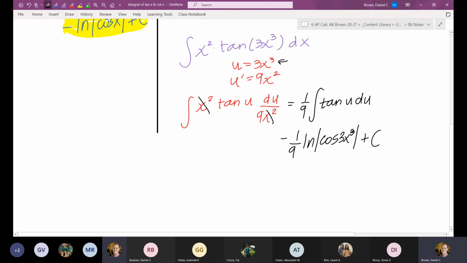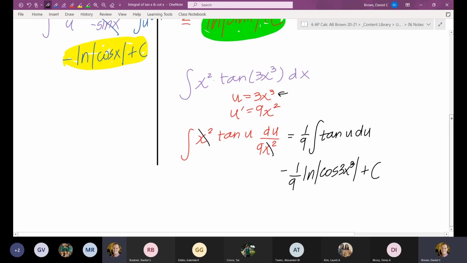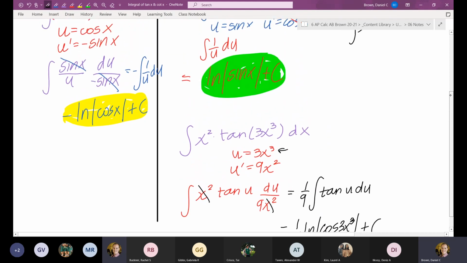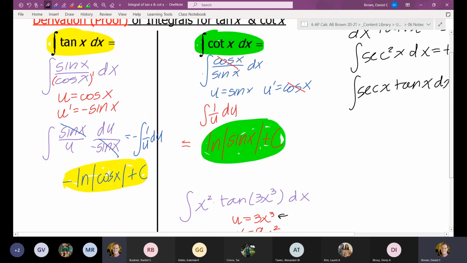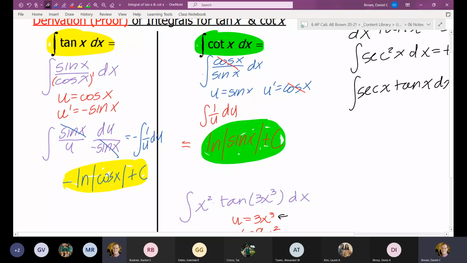Sometimes students ask, how do I remember which one goes with which one? I don't know if I have any real tricks to memorizing it. Something that helped me when I first learned these is I knew that tangent had the natural log of cosine. You just remember what tangent is: sine over cosine. So we know the denominator ends up inside the natural log. And I know that the tangent ends up with a negative because it comes from the derivative of cosine being negative. So I connect those in my head together.